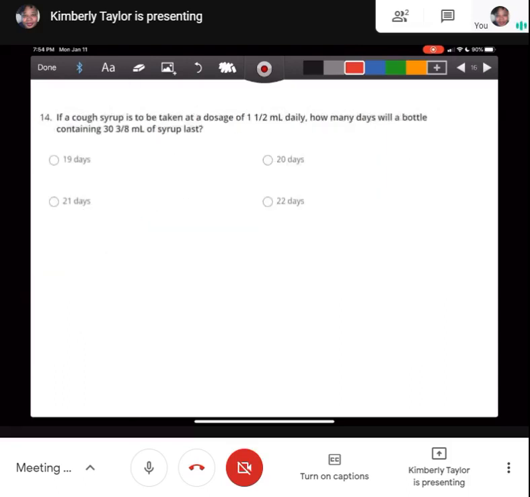Okay, let's do this one. It says if a cough syrup is to be taken at a dosage of 1.5 milliliters daily. How many days will a bottle containing 30 and 3/8 milliliters of syrup last? So this is just a division problem as well, but we're dividing mixed numbers. So the entire container is 30 and 3/8, which needs to be divided by 1 and 1/2.